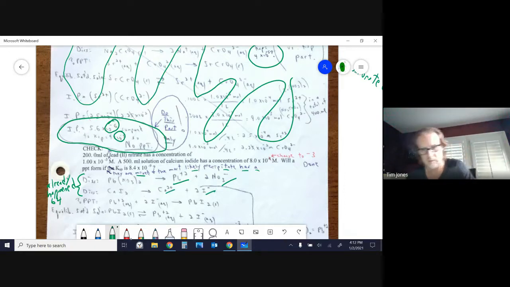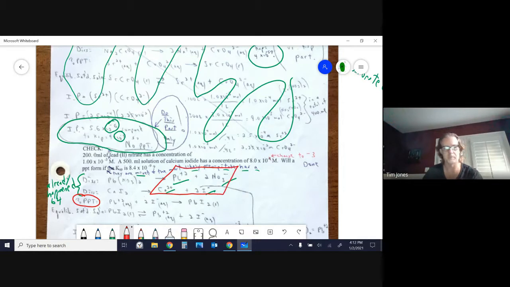Now, the question is asking, are we going to get a precipitate from this scenario when these 4 ions are mixed together? Well, you look at your possibilities. One possibility is a combination of calcium and nitrate, but that's not a likely precipitate because nitrate, according to rule number 2, doesn't precipitate easily. But lead and iodide do tend to precipitate easily, and so that's our likely precipitate.